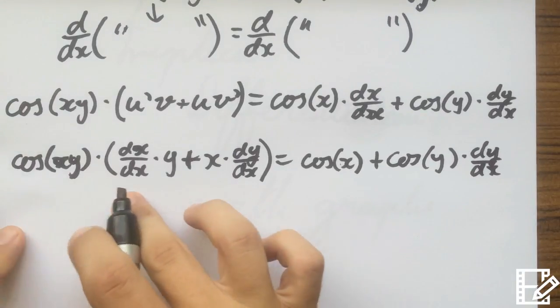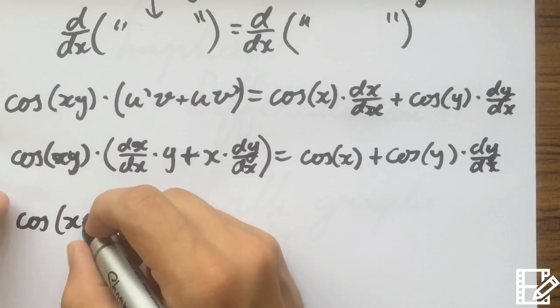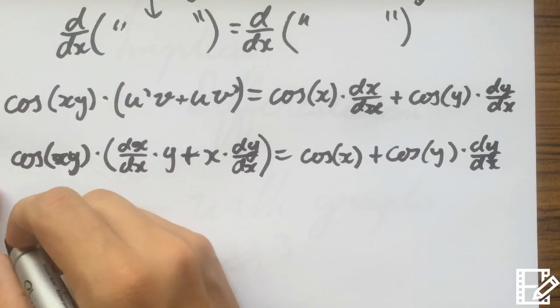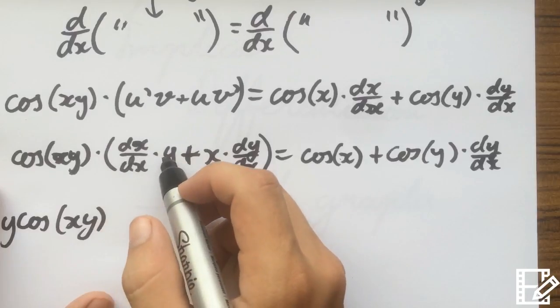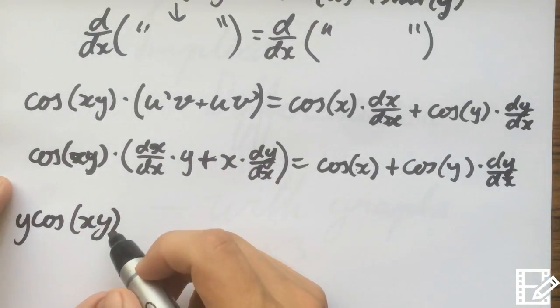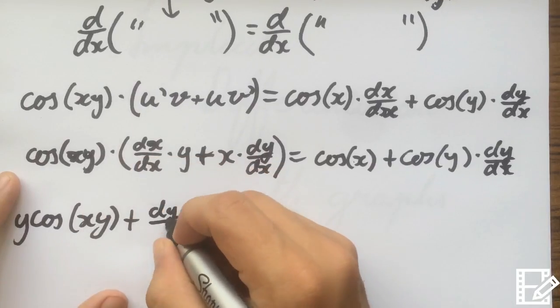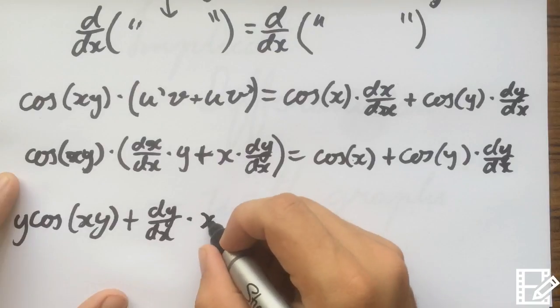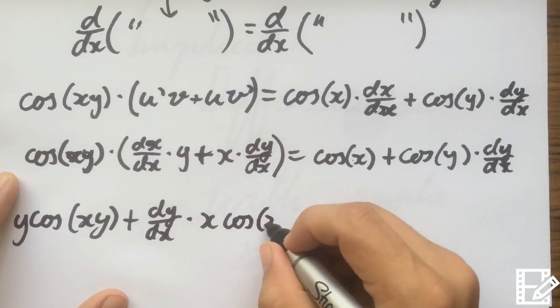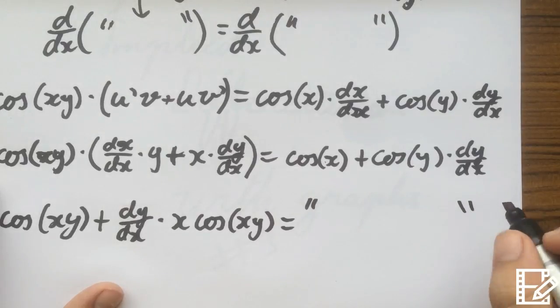Okay, so I'm going to have to expand this side out. That's going to look like cos xy multiplied by y, because it's going to be multiplied by 1 multiplied by y, so it's just the y, plus we're going to have the derivative of y with respect to x multiplied by x cos xy. That's going to equal all this stuff above.